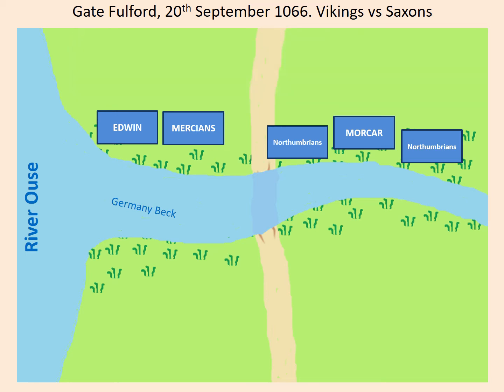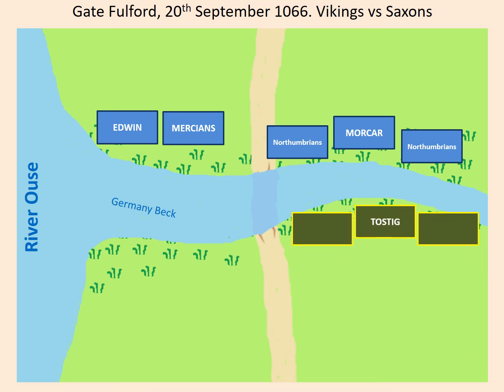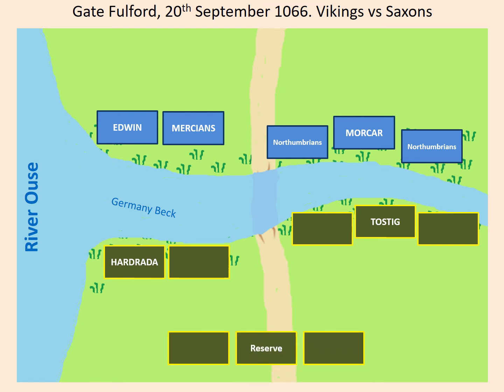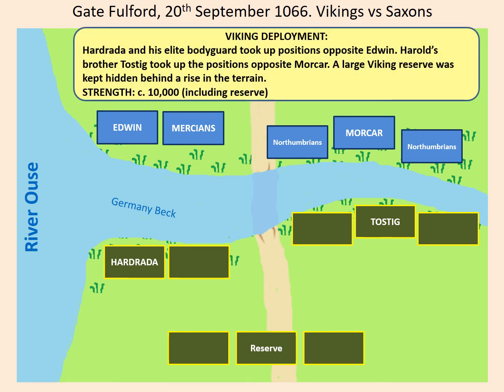Now let's consider the Viking deployment. Opposite Morcar we have got Tostig. That's Tostig Godwinson, the brother of King Harold, who had treacherously decided to invade to get his earldom back in league with Harald Hardrada, who had his elite bodyguard with him. They were on the other side of Germany Beck. They also brought with them a crucial reserve. However, this reserve was invisible to Morcar and Edwin, who could not see behind a rise in the ground.